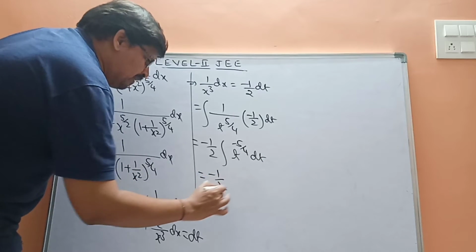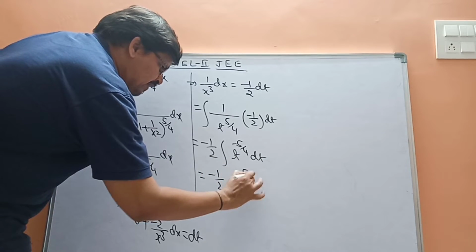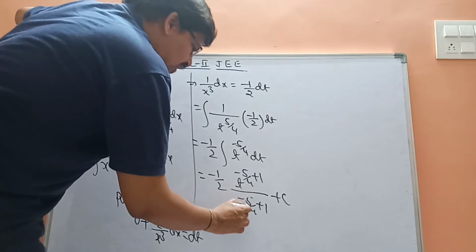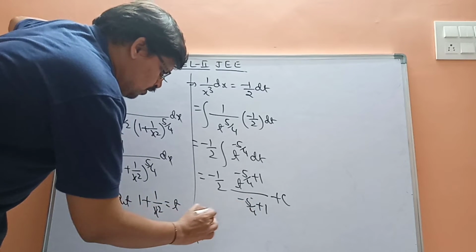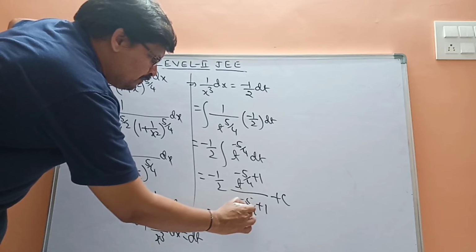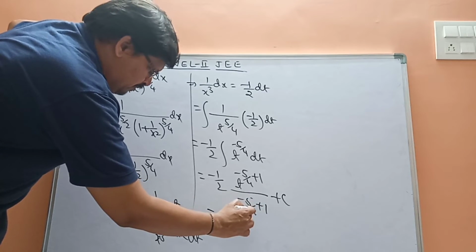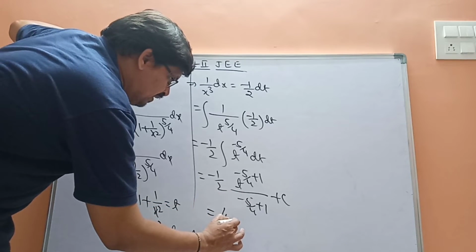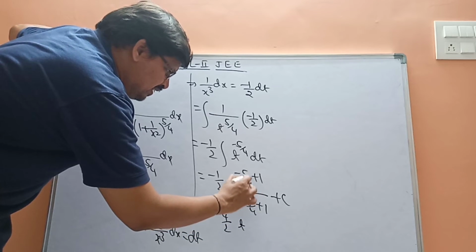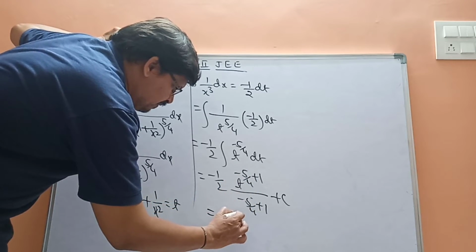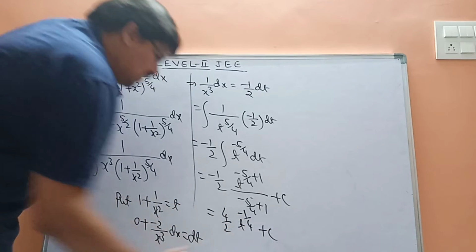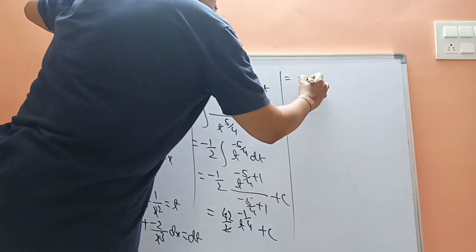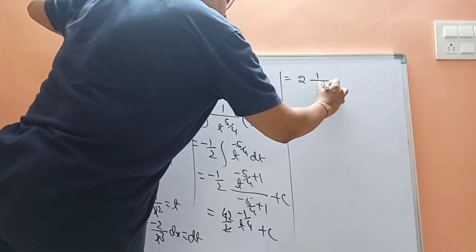This equals minus 1 by 2 into t to the power of (minus 5 by 4 plus 1) by (minus 5 by 4 plus 1), plus c. So this is minus 1 by 4 in the denominator. Minus, minus makes plus, so totally 4 by 2 into t to the power of minus 1 by 4 plus c. The 2 cancels, so this equals 2 into 1 by t to the power of 1 by 4 plus c.